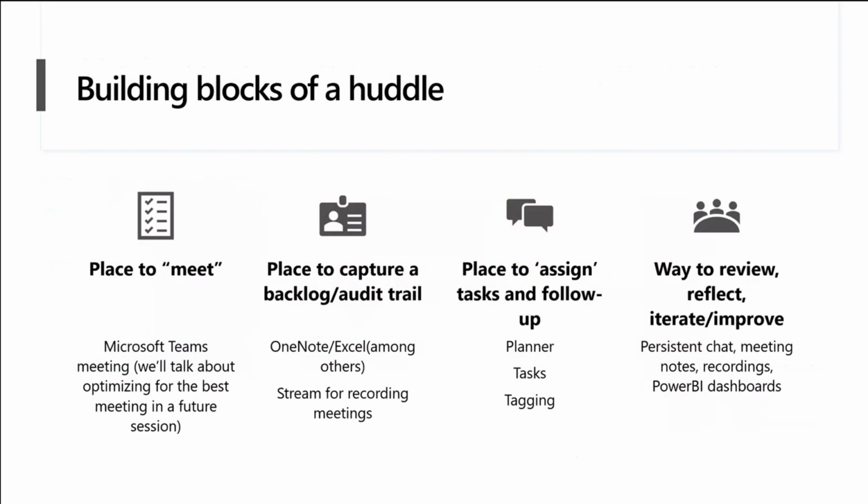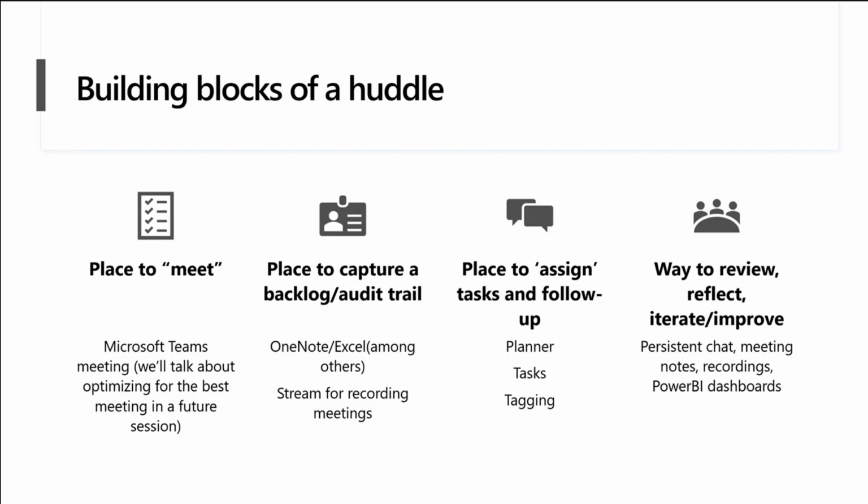So the building blocks of a huddle, remember, we looked at four points. The first point is a place to meet. And the place to meet, in our case, is often going to be Microsoft Teams, most likely a Teams meeting. We need a place to capture a backlog or an audit trail of data coming from different sources. Some of the most simplistic implementations of huddles could be set up, as we've seen at different customers, in a OneNote or in an Excel file.